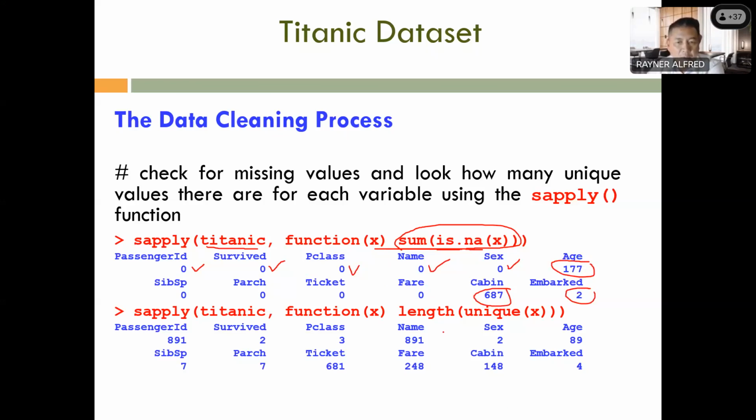We also count the number of unique values that we have in each of the columns in our data set. We apply it to all of the columns. Basically, unique will give you all the unique values, and length will give you the number of unique values for each of the columns in your data set. We can see that survive here only has 2, yes or no.